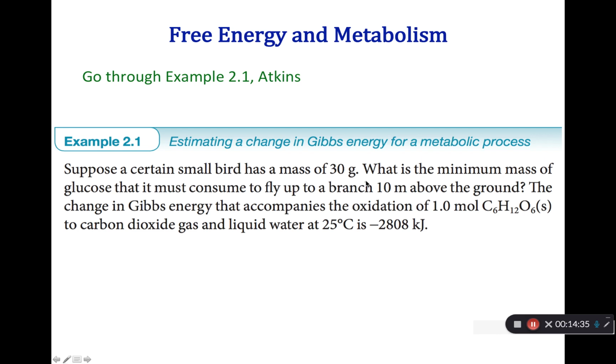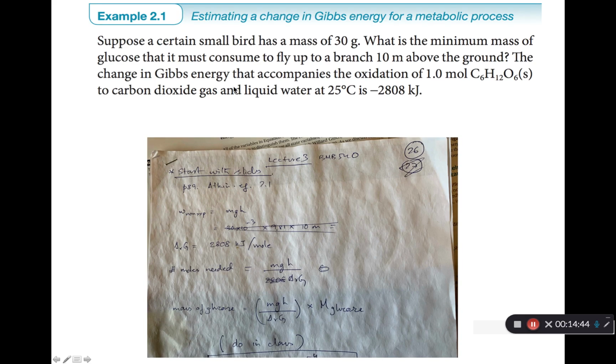So the idea behind doing this is you calculate the work done as the mass multiplied by the gravitational constant multiplied by the height. So this is the total amount of work that you can extract. And this image from my notes shows you that. So the maximum non-expansion work is mass multiplied by g multiplied by h. And the reaction Gibbs free energy, or the change in Gibbs free energy, is about 2808 kilojoules per mole. So the number of moles of glucose required is mgh divided by ΔrG, because remember this is kilojoules per mole, and the mass of glucose is this quantity multiplied by the molecular weight of glucose.